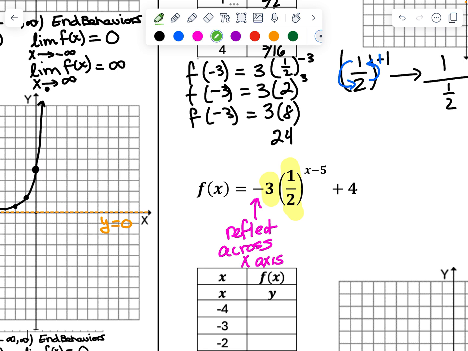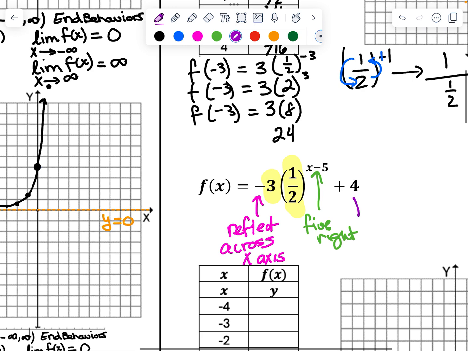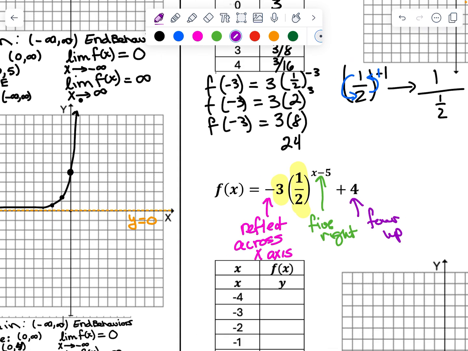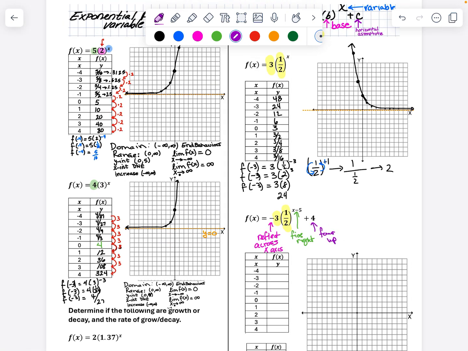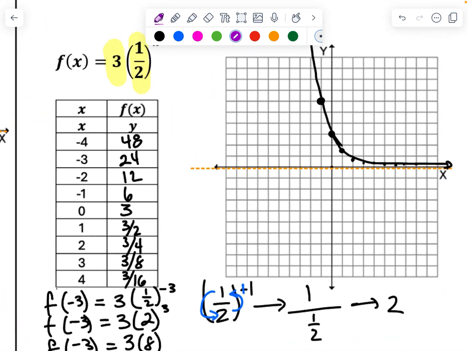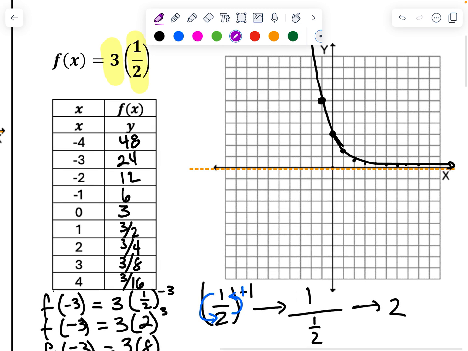It is going to move 5 right. It is going to move 4 up. So, if we take all these points on this graph, flip them upside down, move them to the right, and move them up, we're going to end up with this other graph.